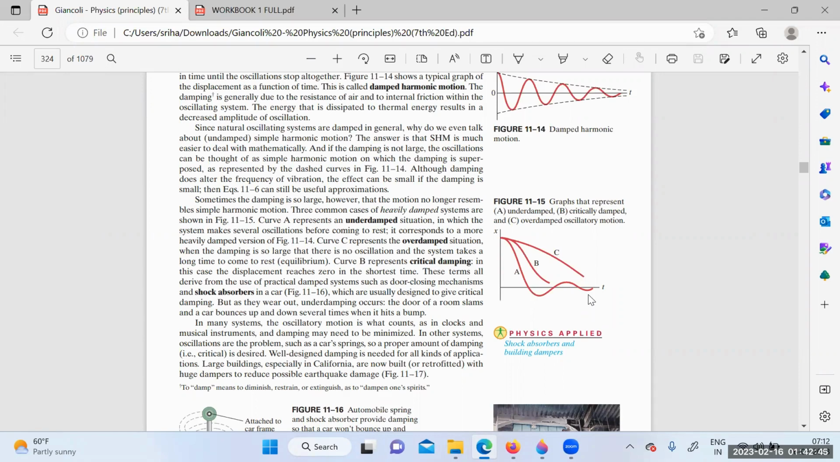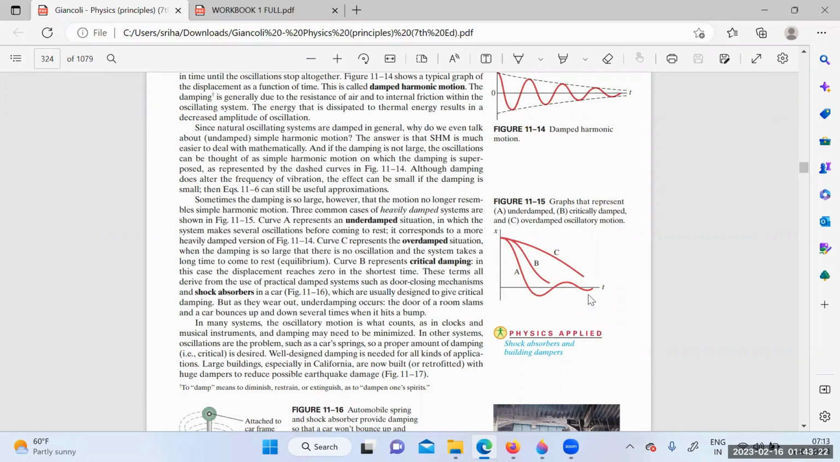If you consider curve B, that's critical damping. The external force magnitude will be in between the underdamped and overdamped situations. In this case, the displacement will become zero in a very short amount of time. Any doubts with respect to damped harmonic motion, you can ask.